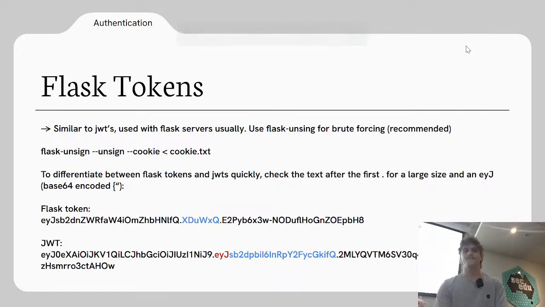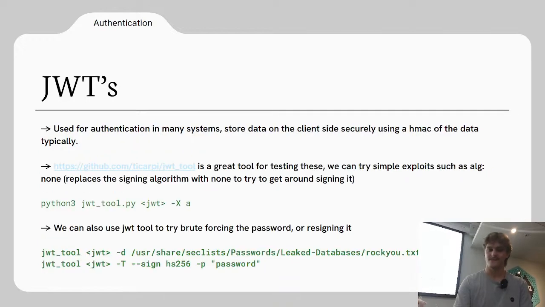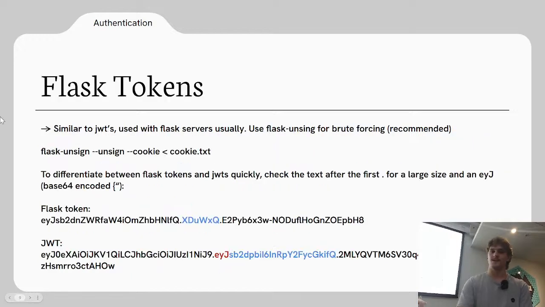Okay. Flask tokens are just like JWTs. They also sign the contents within them, so we can't change our values so easily. Similar to the JWT tool, we can use Flask-Unsign to try and brute force the signing keys. Just like this command here, which is going to try and crack the signing key given a JWT, we can try the same thing with Flask-Unsign, which you can also search up and download yourself.